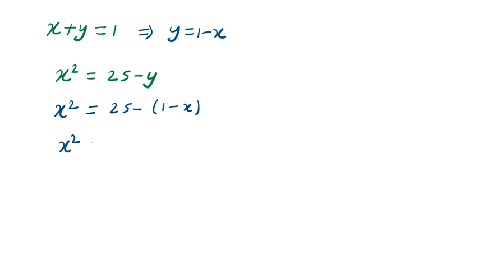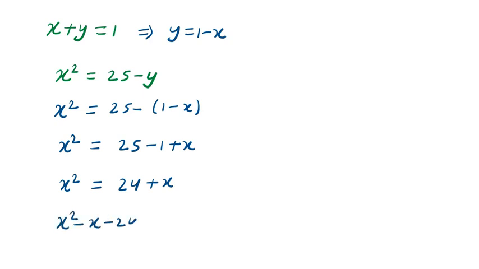Then x square is equal to 25 minus y, replaced by 1 minus x. Then on the left hand side x square is equal to 25, this minus is multiplied by 1 minus x. Then you will get minus 1 plus x. Then x square is equal to 25 minus 1 is 24 plus x. Now if we take all the expressions on the same side, then x square minus x minus 24 is equal to 0.